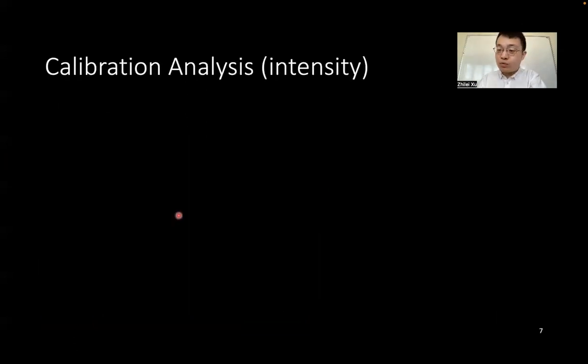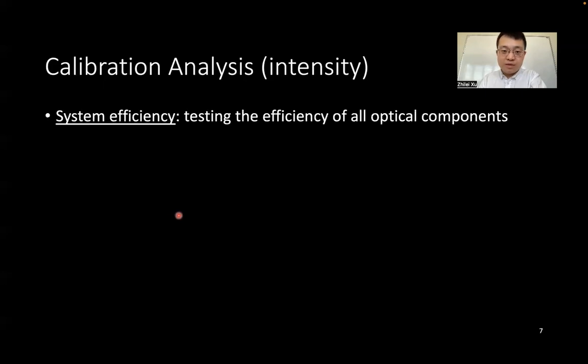And then let's see, what do we need to calibrate for a CMB experiment? First of all, we want to talk about intensity. The first thing is the system efficiency. This is testing the efficiency of every optical component and the detectors. We've tested them individually before we integrate and deploy, but this is the final test, putting everything together, to see how efficient the system is. If it's very efficient, it will increase the sensitivity. If it's not, then it's not good news.